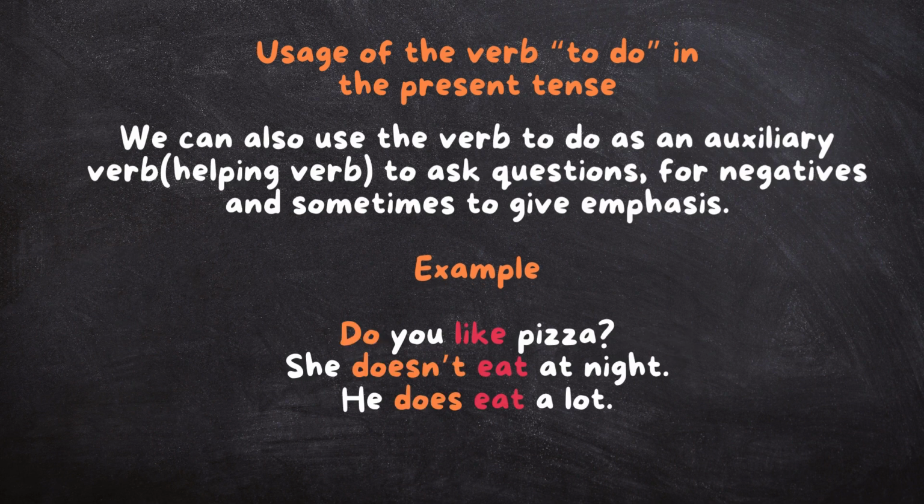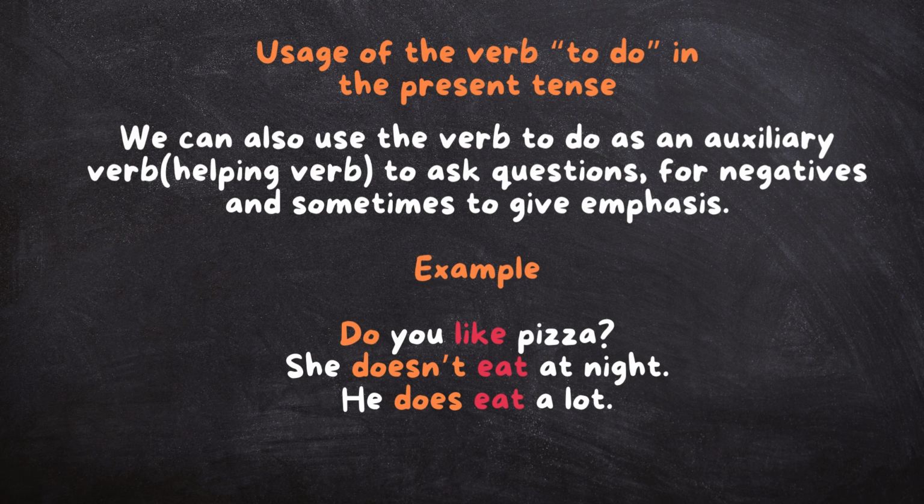Another usage of the verb to do in the present tense is we can use it as an auxiliary verb, which is a helping verb to ask questions, for negative sentences, and sometimes to give emphasis on something that we are saying. So we can use it as a helping verb, that is, it will be used with another verb, which will be called a main verb. That means we will have the verb to do in the present tense plus another verb. And we do this to ask questions, for negatives, and sometimes to give emphasis on something that we are saying.